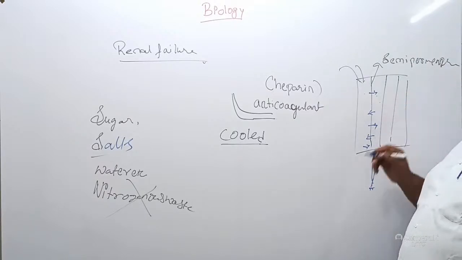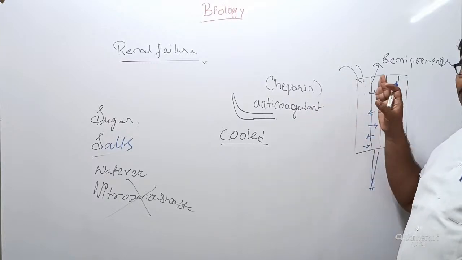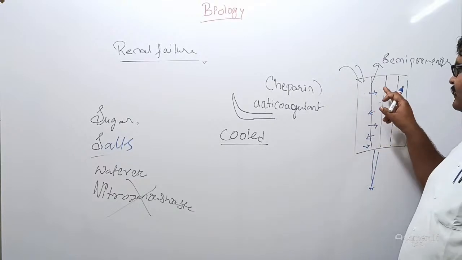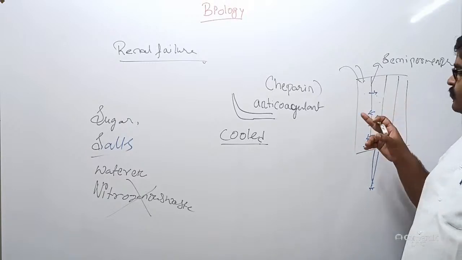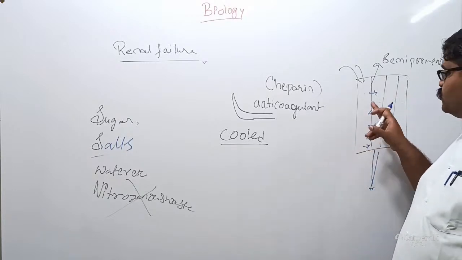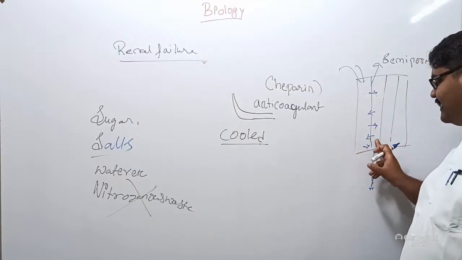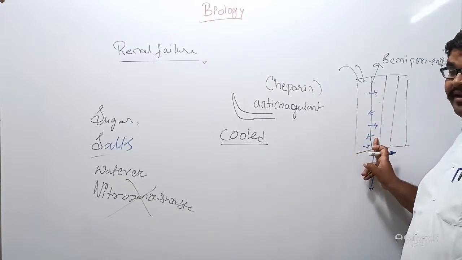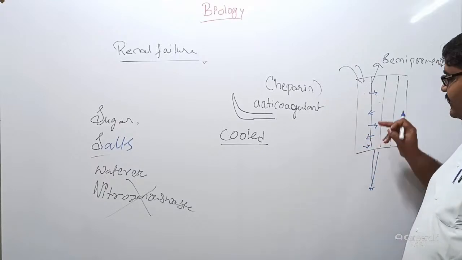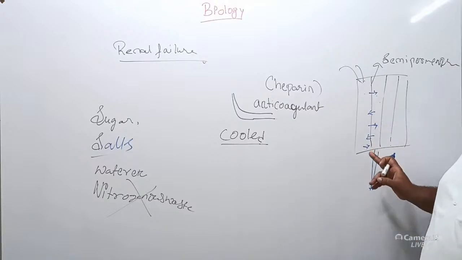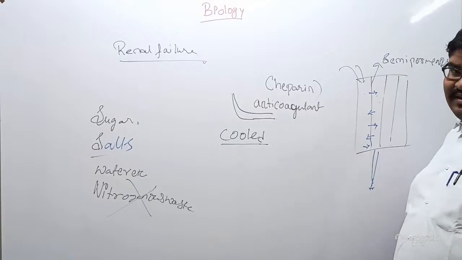Then after this process, that is movement of molecules from a region of higher concentration to lower concentration, between blood and dialysate, sugar is the same concentration, no movement. We require sugar, of course. Salts same, water same, but blood has nitrogenous waste and dialysate has none. So the nitrogenous waste from the blood will travel to the dialysate, and this dialysate, which is rich in nitrogenous waste, is separated out and eliminated out of the dialyzer instrument.